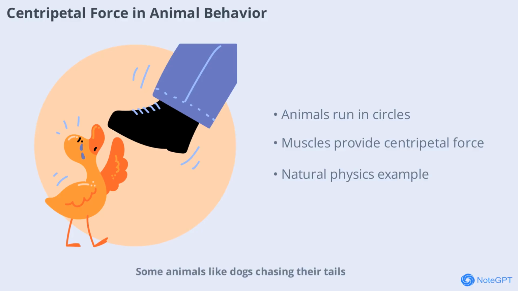Some animals, like dogs chasing their tails, demonstrate centripetal force in action. As the animal runs in circles, its muscles provide the inward force needed to maintain the circular path. This playful behavior is a natural example of physics at work in the animal kingdom.